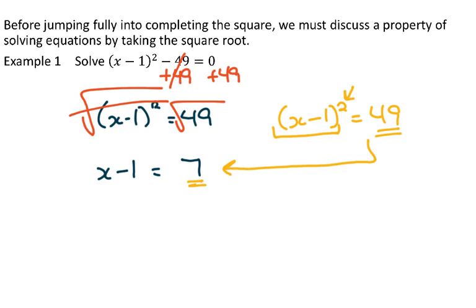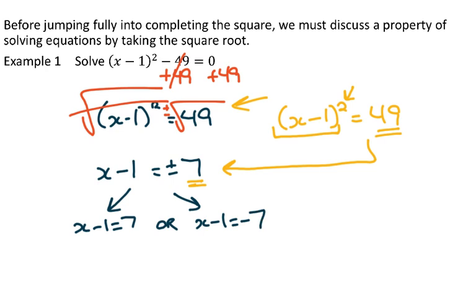So the way we do that is back in this previous step here, we actually put what's called a plus or minus sign with the square root, and that carries through to the next step. To finish solving this equation, this is not add 1 to both sides and get x equals plus or minus 8. That's not what this is. Because plus or minus 7 there is actually a shorthand of saying x minus 1 equals 7 or x minus 1 equals negative 7.